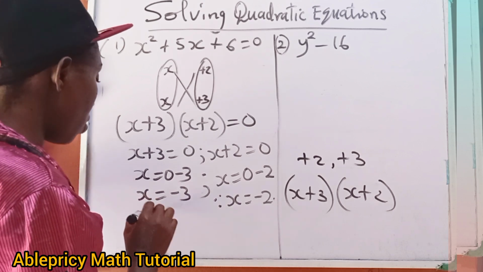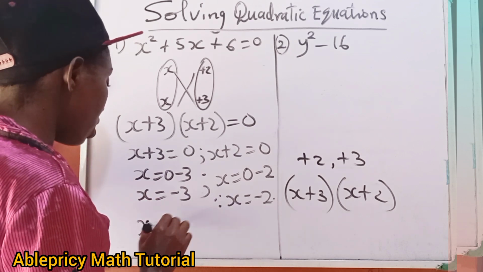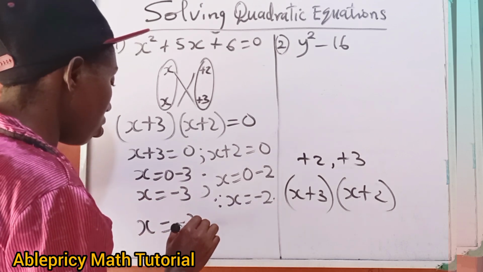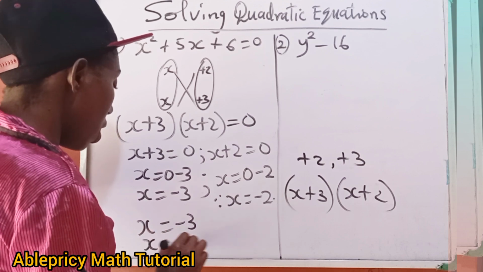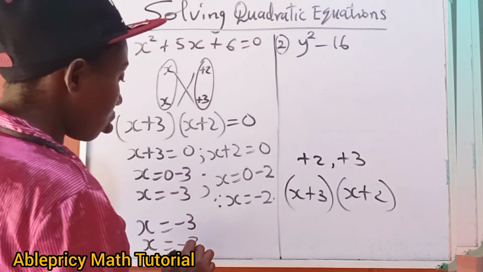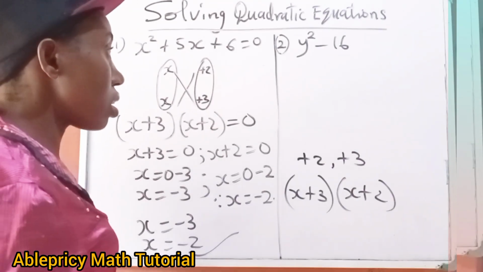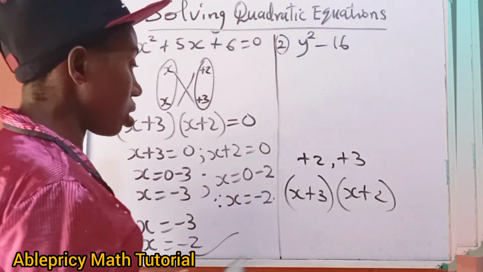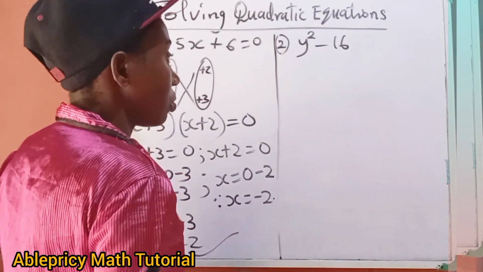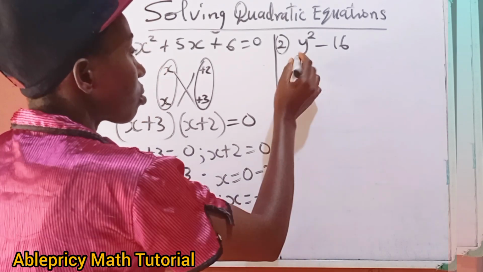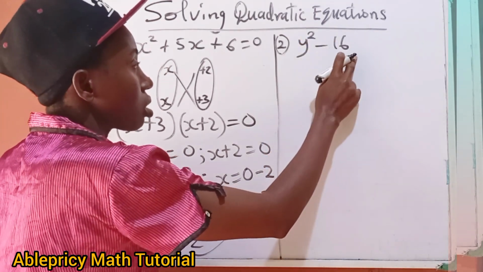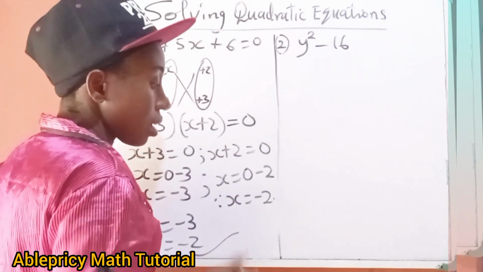So the values of x can either be minus 3 or minus 2. That is the solution to this first problem. Now let's go on with the second one. Here we have y squared minus 16. We also factorize as in this one.